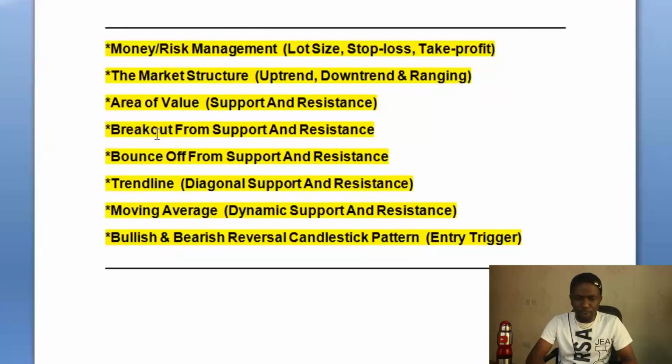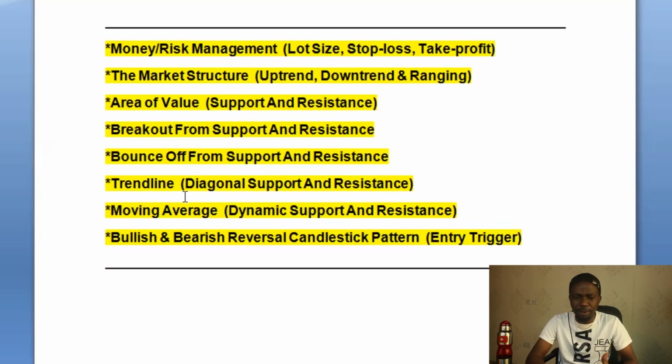Now, these are the things we are going to treat in this video. So we have the first one, money and risk management, which has to do with your lot size, stop loss, and take profit. After that, we're going to talk about the market structure, which has to do with the uptrend, the downtrend, and the range. Then we also talk about the area of value, which has to do with support and resistance level. Then we also talk about the breakout from support and resistance. Then we'll talk about the bounce off from support and resistance.